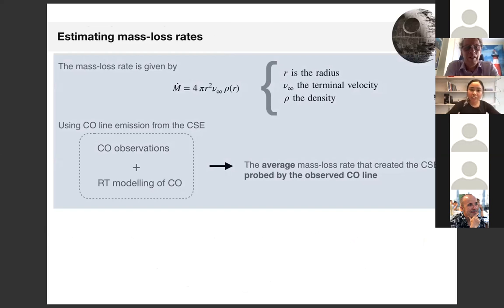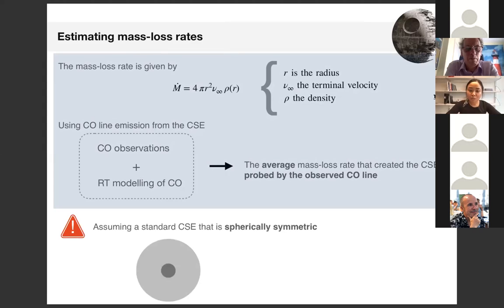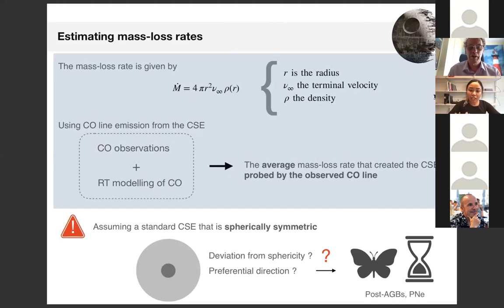In addition, this method that I talked about assumes a standard circumstellar envelope that is spherically symmetric. So it is important for us also to assess how true this assumption is for the stars that we use. So we need to investigate the morphologies of the circumstellar envelopes of the stars. As you know, the morphology of the circumstellar envelope can change depending on whether there is a preferential direction or some other phenomenon that could lead to deviation from spherical symmetry, and as Albert mentioned, that could maybe lead to the different aspherical shapes that we find in post-AGB stars or planetary nebulae.